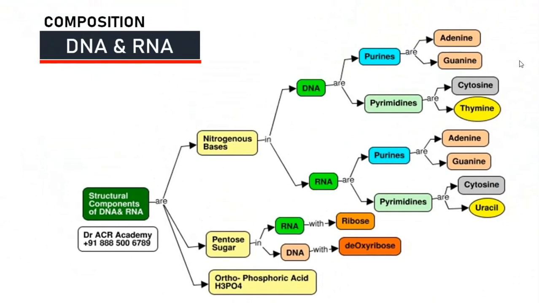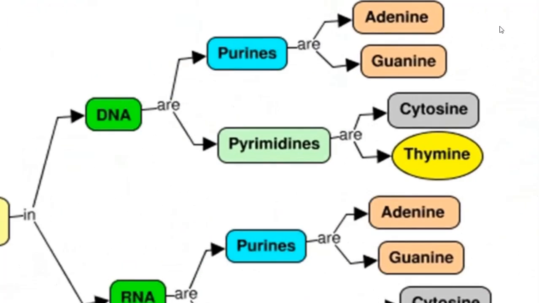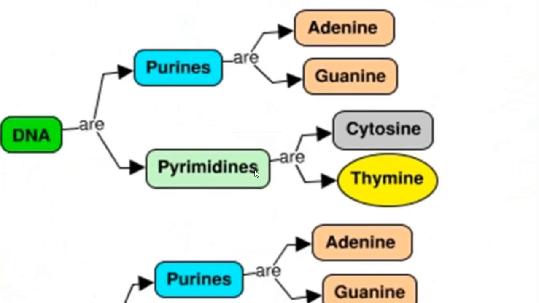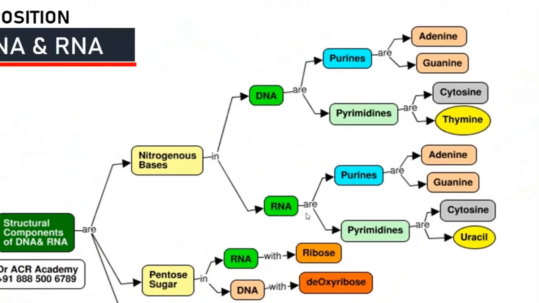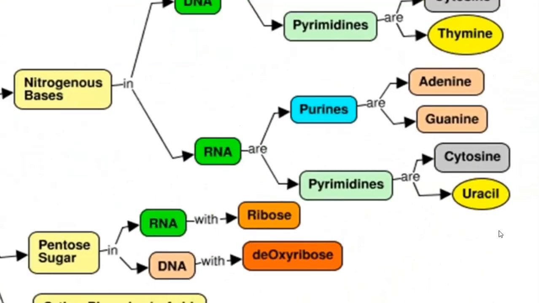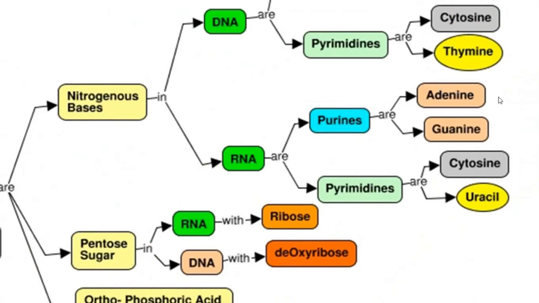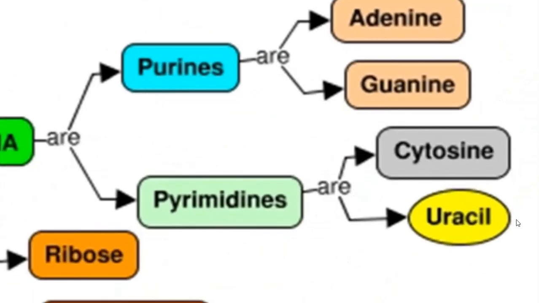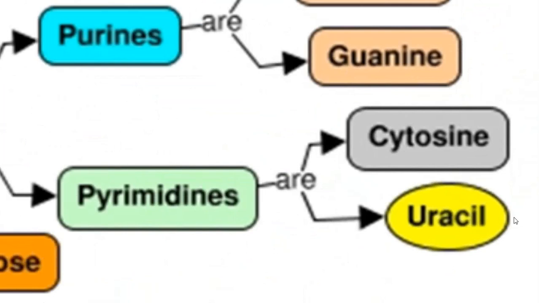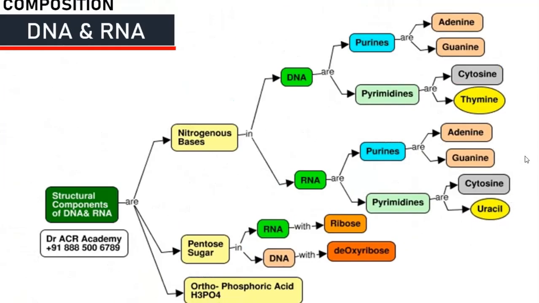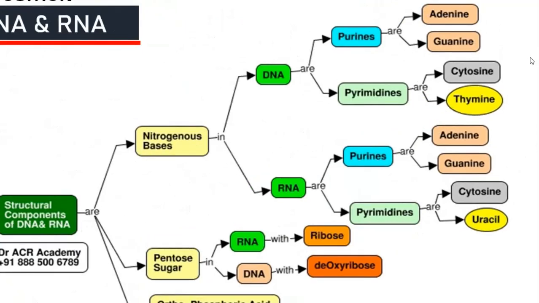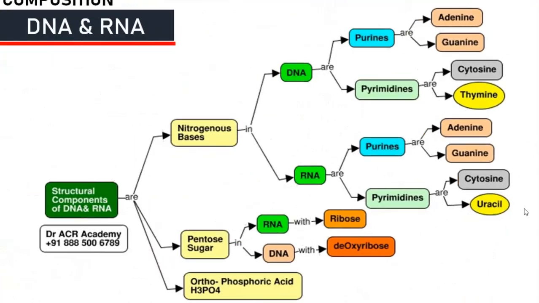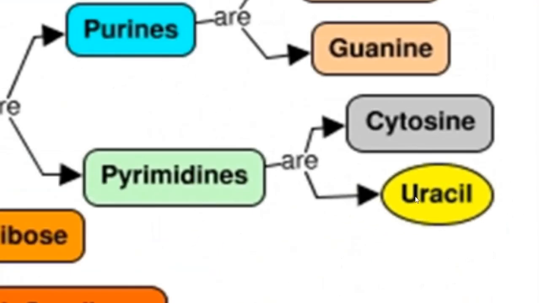Then coming to the type of the nitrogenous bases, in the case of the DNA, adenine and guanine are the purines, and cytosine and thymine are the pyrimidines present in the case of the DNA. Then coming to the RNA, the type of the nitrogen bases present in the RNA. Adenine and guanine are common. And coming to pyrimidines in the RNA, cytosine and uracil. These are the pyrimidines present in the case of the RNA. So when you look at the particular type of the nitrogenous bases, all are common. In the case of DNA, thymine is present, and in the case of the RNA, uracil is present.